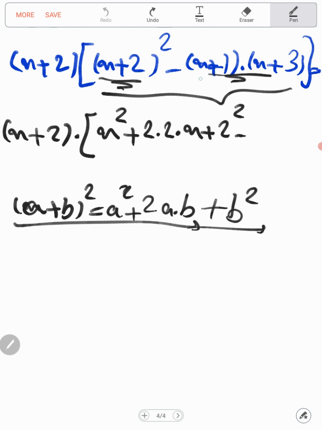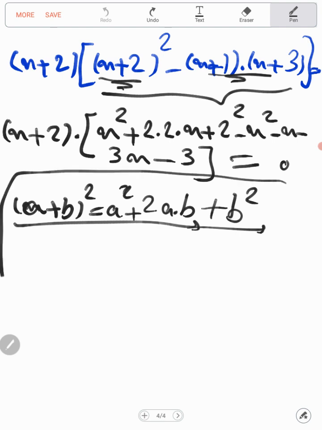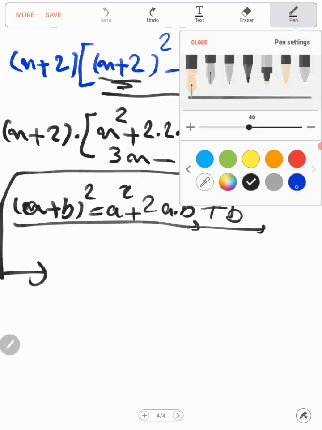Okay, we can simplify this part. I mean, in this mathematical operation, we can have minus x 2 minus x minus 3x minus 3. Okay, and then is equal to 0.